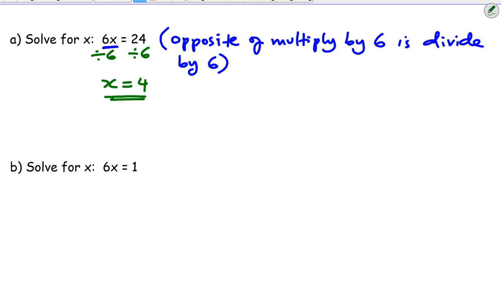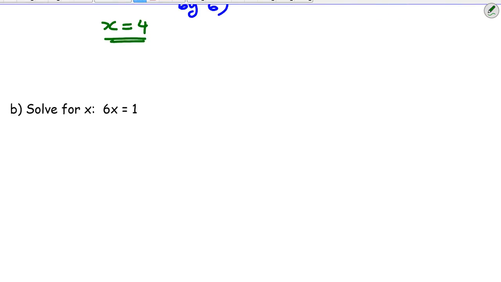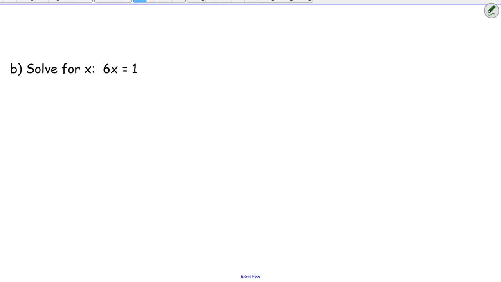In the next example, we have 6x = 1. x is multiplied by 6 again. Now we know that the opposite of multiplying by 6 is divide by 6. So we'll divide by 6, divide by 6, and we'll end up with 6 divided by 6 is 1. So x will be 1 over 6.